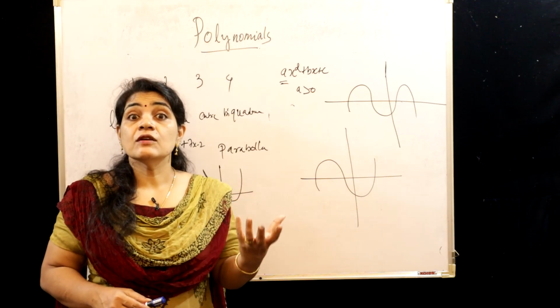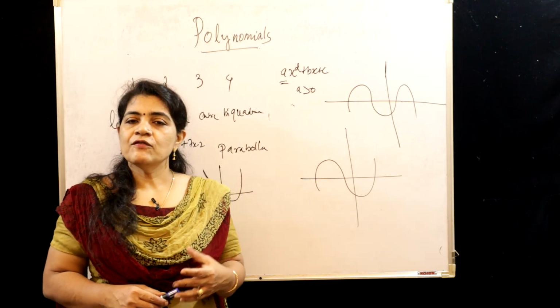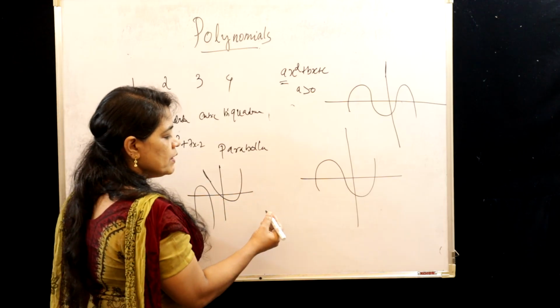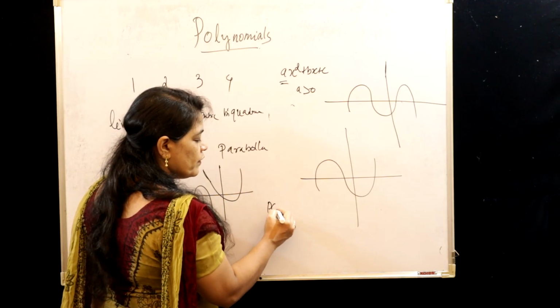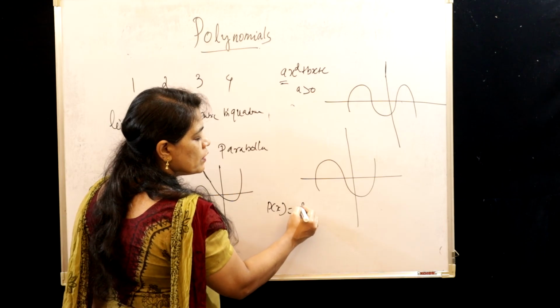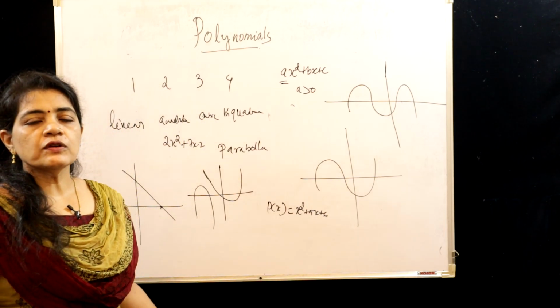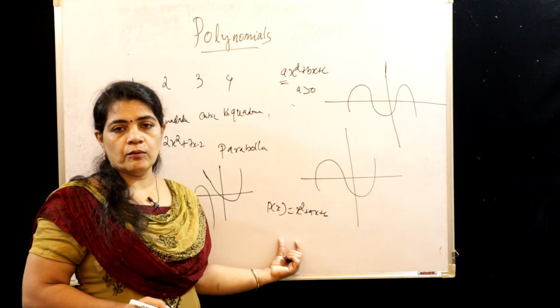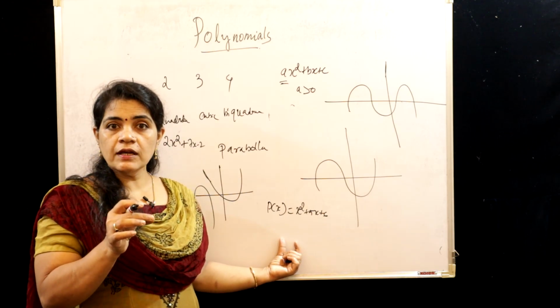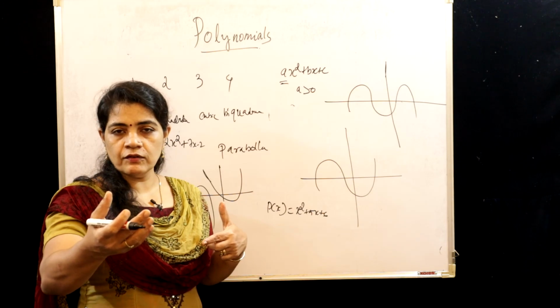So next is the value of the polynomial. See, value of the polynomial. For that I am giving you a polynomial p of x is equal to x square plus 5x plus 6. We should get the value of this polynomial. What is the variable here? x. Give that value.